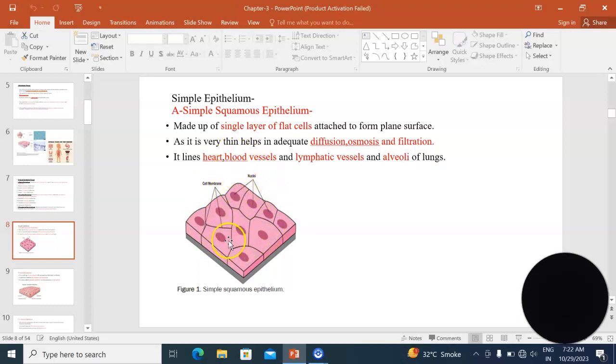As the layer of this tissue is very thin, it helps in functions such as diffusion, osmosis, and filtration. Now, generally, this epithelium lines organs such as the heart, blood vessels, lymphatic vessels, and alveoli of lungs, where it is easy to perform functions such as diffusion, osmosis, and filtration.